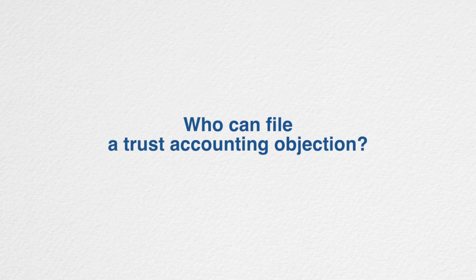Who can file a trust accounting objection? Every trust beneficiary has the right to object to a trust accounting. Co-trustees may also object to a trust accounting prepared by another co-trustee. Special trustees, so-called super trustees, might also be able to object depending on their rights in the document. Essentially, anyone who has a role or interest in the trust can object.